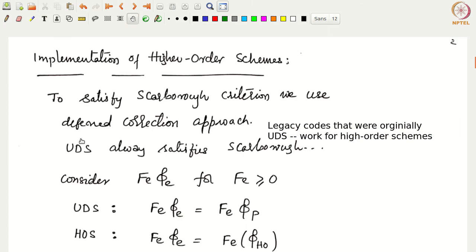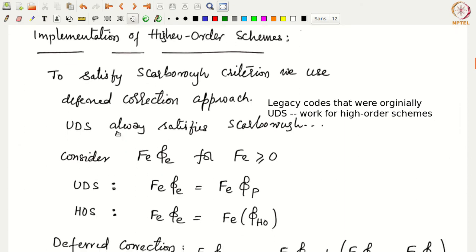Essentially the method is the same as what we have learned till now. This is a deferred correction approach, in which we do it like the way we have done it for the source terms and for the nonlinear terms. If we take a simple upwind scheme, that is the first order upwind difference scheme, this always satisfies the Scarborough criteria because everything is a positive coefficient, whether it goes into the AP term or the A east and A west terms, and you have no problem obtaining the solution.